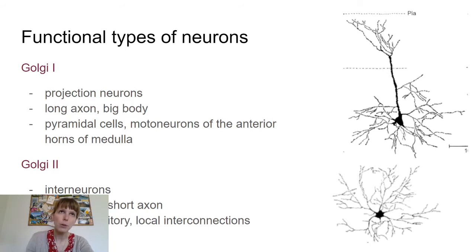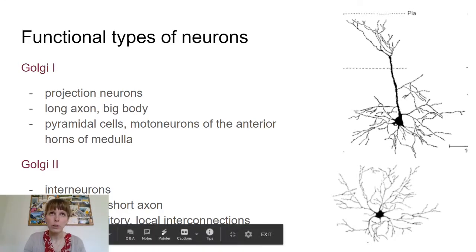And examples of this that we will see today will be pyramidal cells, so pyramidal neurons in the brain cortex, motoneurons in the spinal cord, medulla spinalis. So motoneurons and pyramidal cells, we will see that they have pretty big bodies, and their function is to carry a signal a long way. And Golgi type 2 is the opposite.